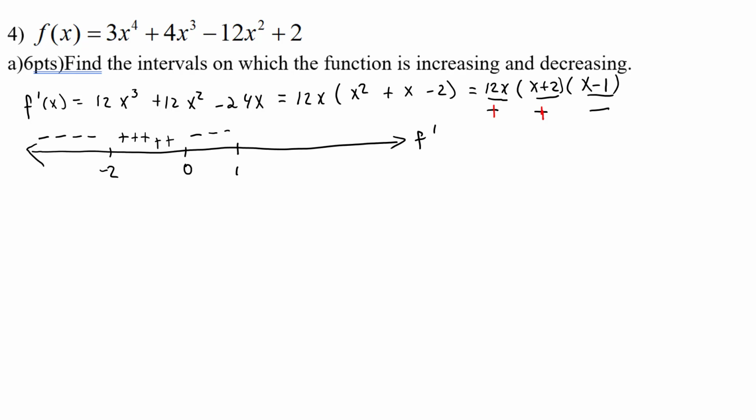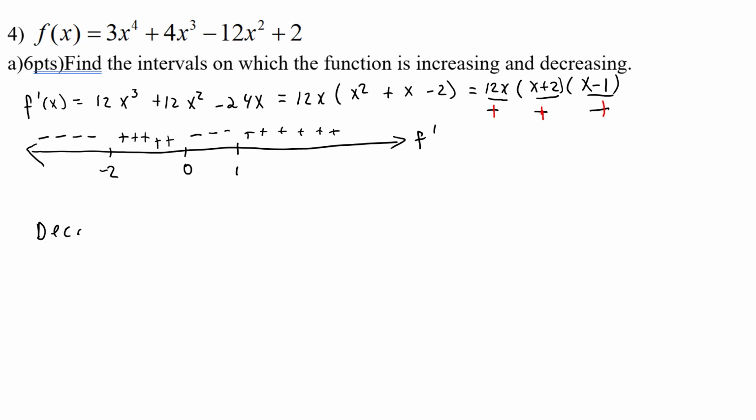And then once you get past 1, this last one switches. And now you have 3 positives. And when you multiply 3 positives together, you get a positive. And so the sign chart tells you where your first derivative is negative and positive. If your first derivative is negative, the slopes of your tangent lines are negative. That means then that your graph is decreasing. If your first derivative is positive, your graph is increasing.